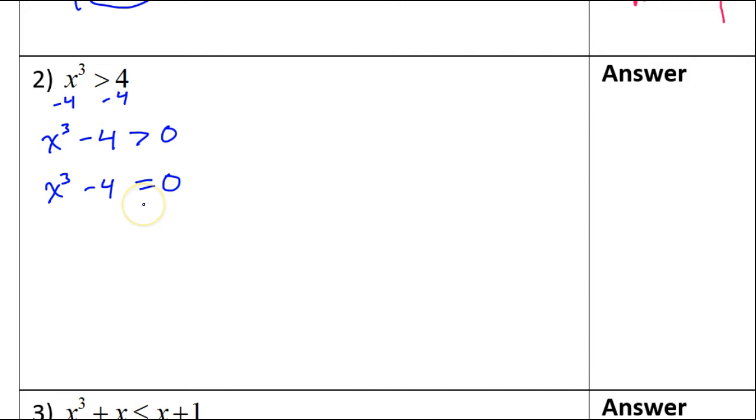Alright, solving this will give me the boundary points on my number line. The easiest way to solve this equation is actually to put that 4 back on the other side of the equation. So I'm going to undo what I just did by adding 4 to both sides. Then I'm going to have x to the third power is equal to 4. And then to solve this for x, I need to take the cube root of both sides.